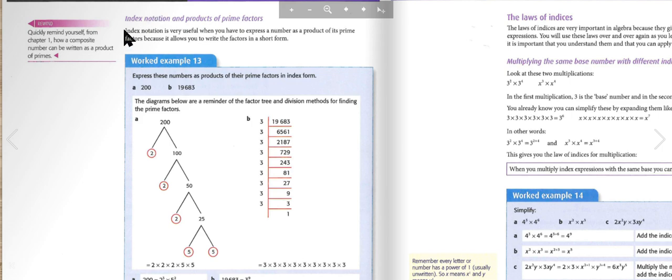Index notation and products of prime factors. Index notation is very useful when you have to express a number as a product of its prime factors, because it allows you to write the factors in a short form.